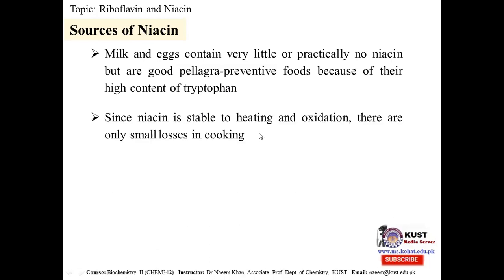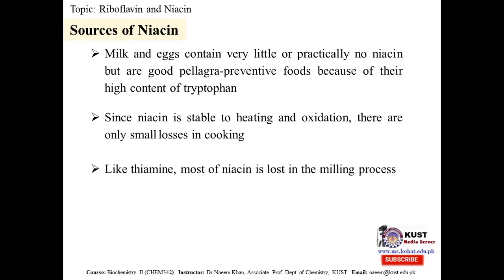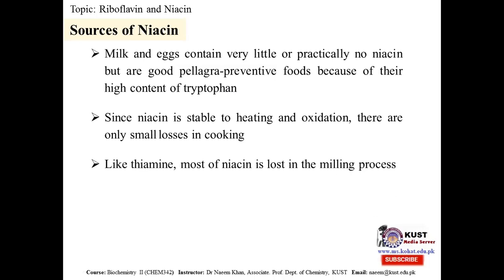Niacin is stable to heat, so oxidation or ordinary cooking is not going to affect this vitamin in the food. However, most of the niacin is lost in the milling process. So the milling process must be done carefully.